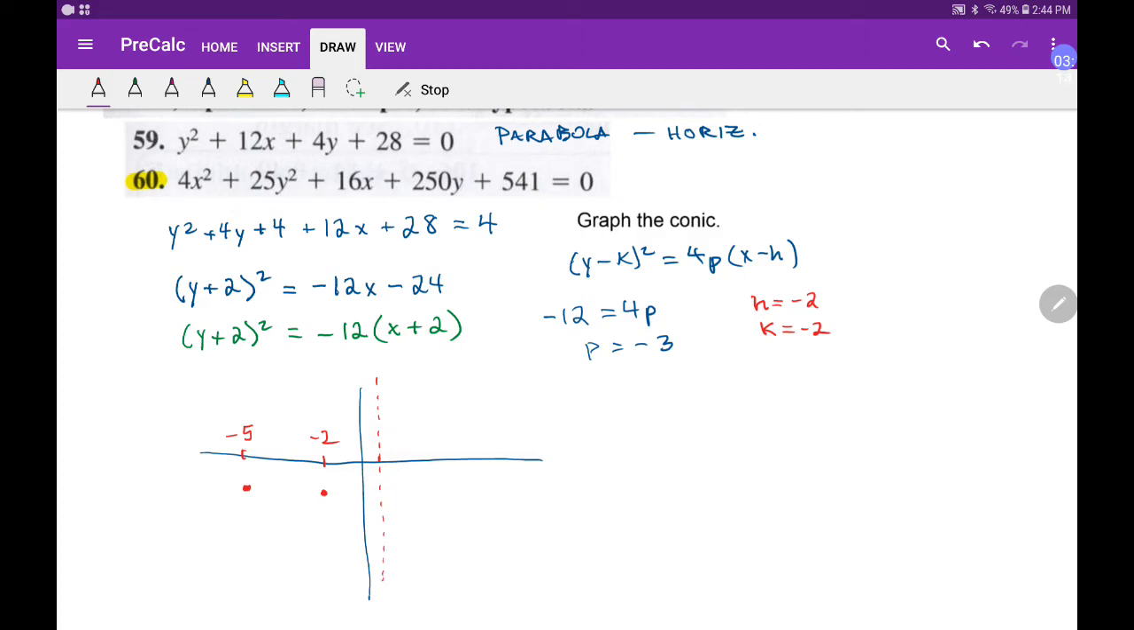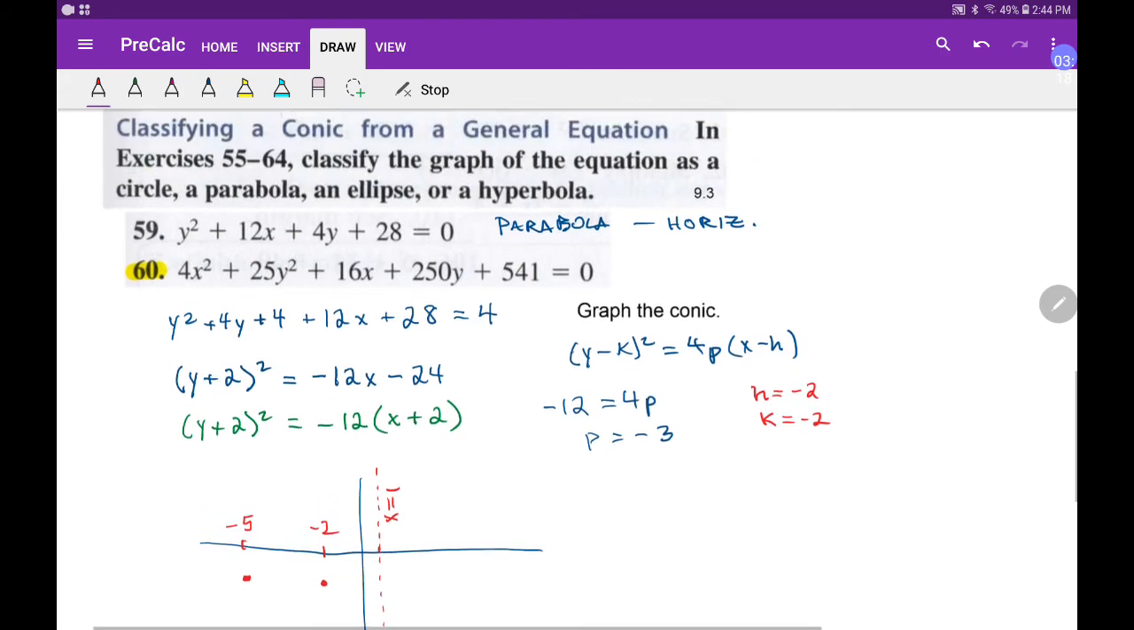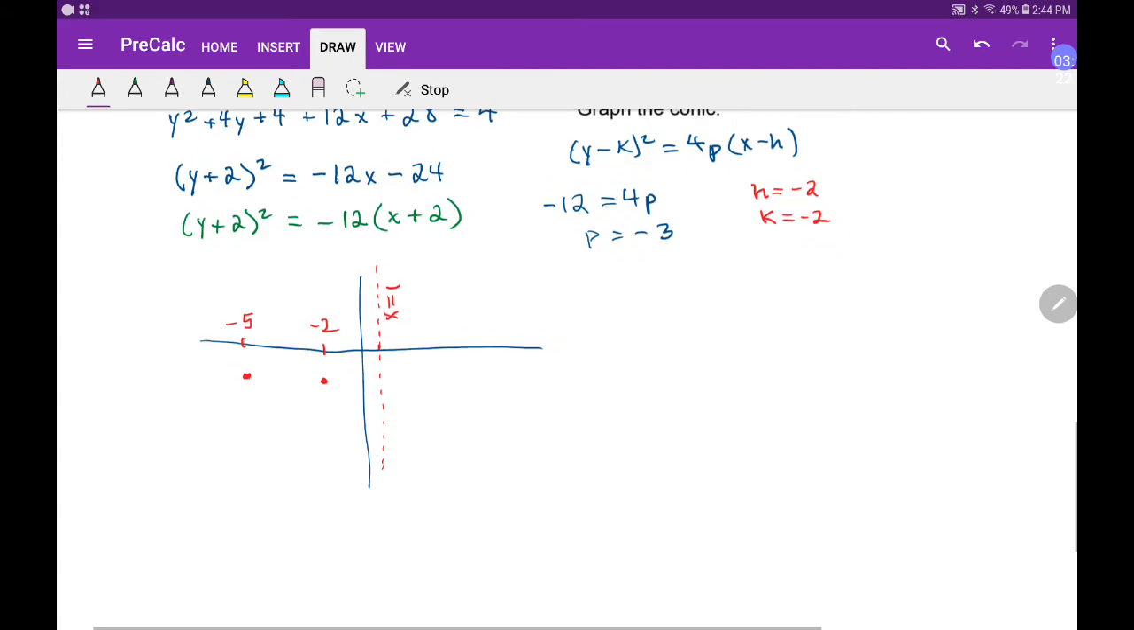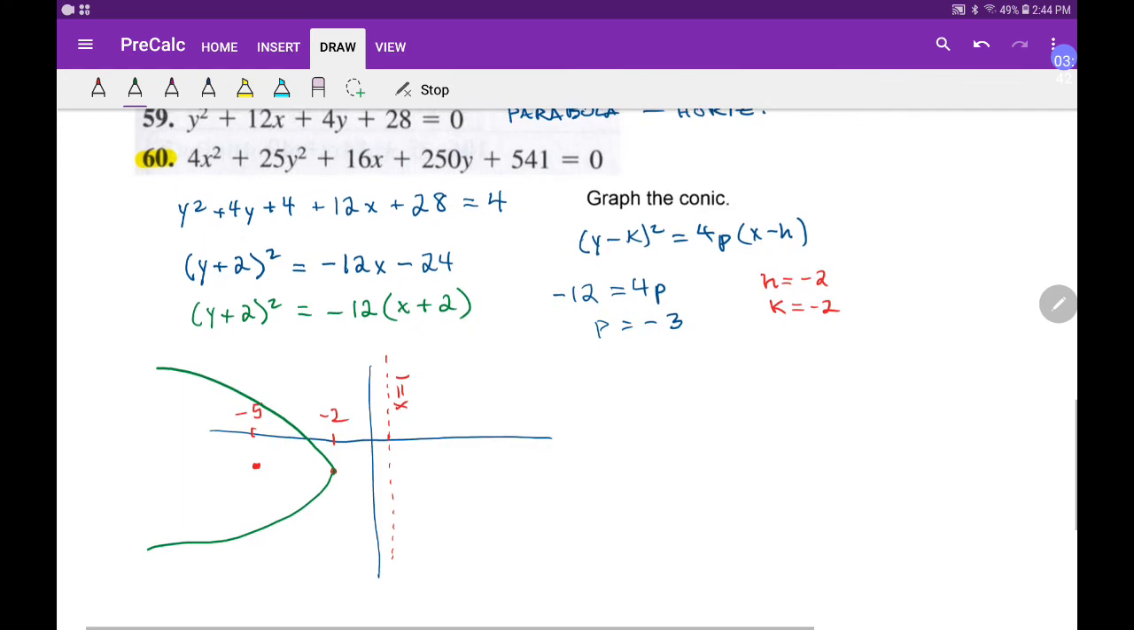Okay, and this is x is equal to 1. That's my directrix. And then I'm just going to go ahead and graph it the best I can. Well, not the best I can. I'd put more points down if I wanted to do that, but we'll say, I don't know how that works. Something like that. It opens to the left because p is negative, and there we go.